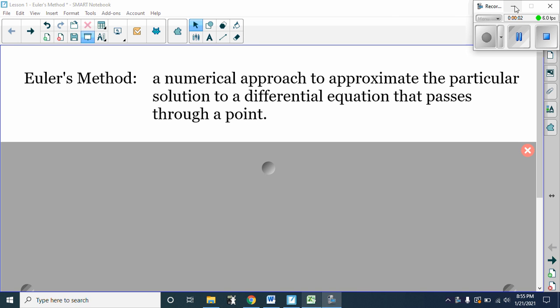Day 1 of Unit 6 is on something called Euler's method. It's not really connected to any of the other material we cover, but I threw it in Unit 6 here. We're going to start off with it.